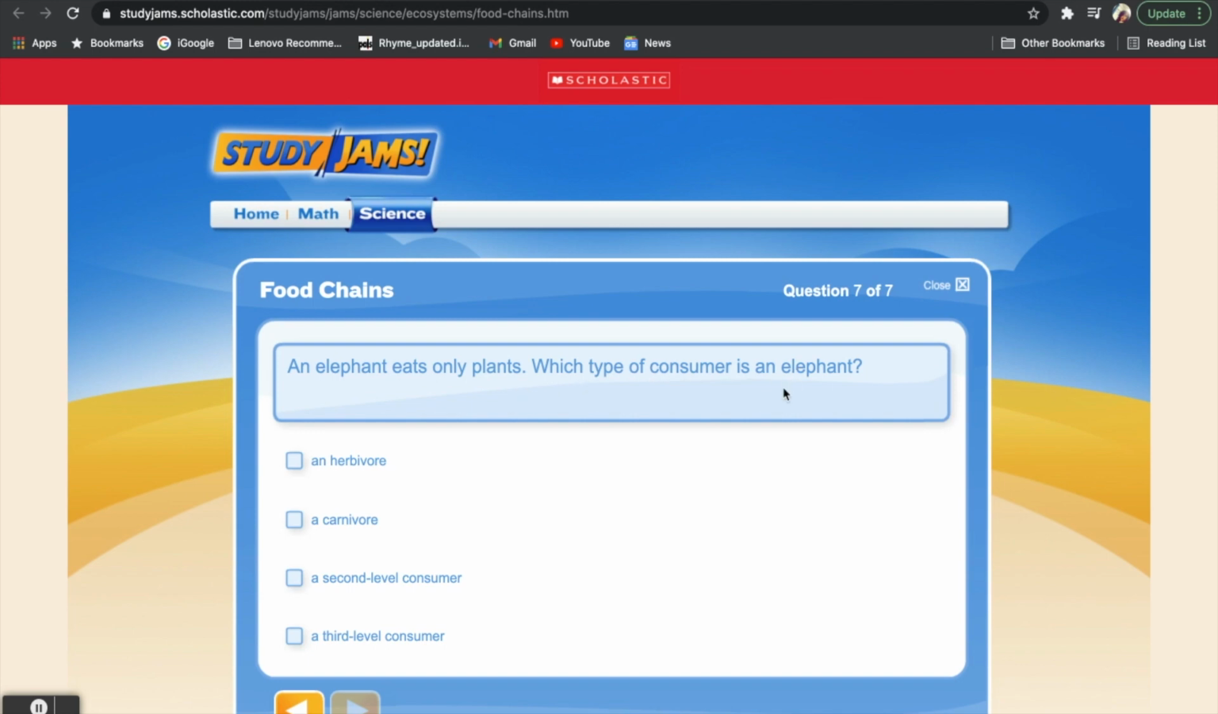What type of consumer is an elephant? Is it an herbivore, carnivore, second level consumer, or third level consumer? Remember, it eats only plants. If you said herbivore, that is correct. An elephant is an herbivore because it only eats plants.